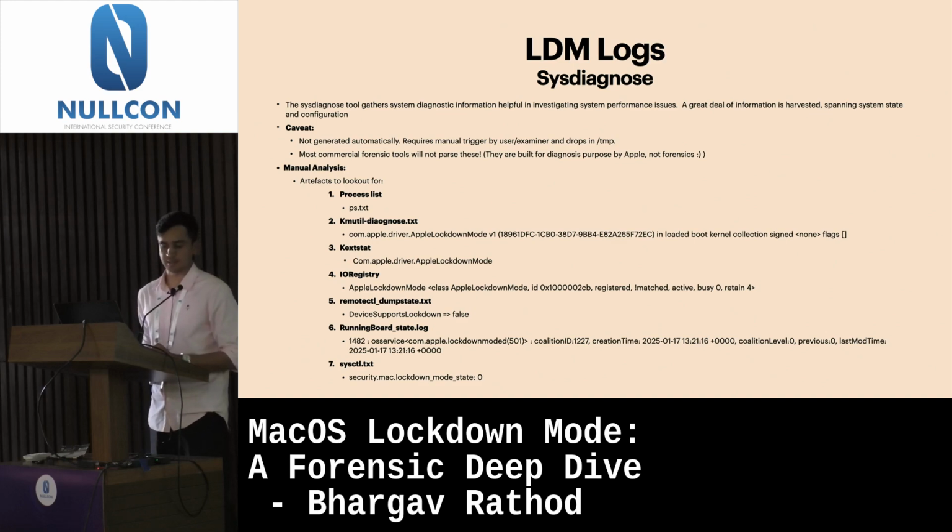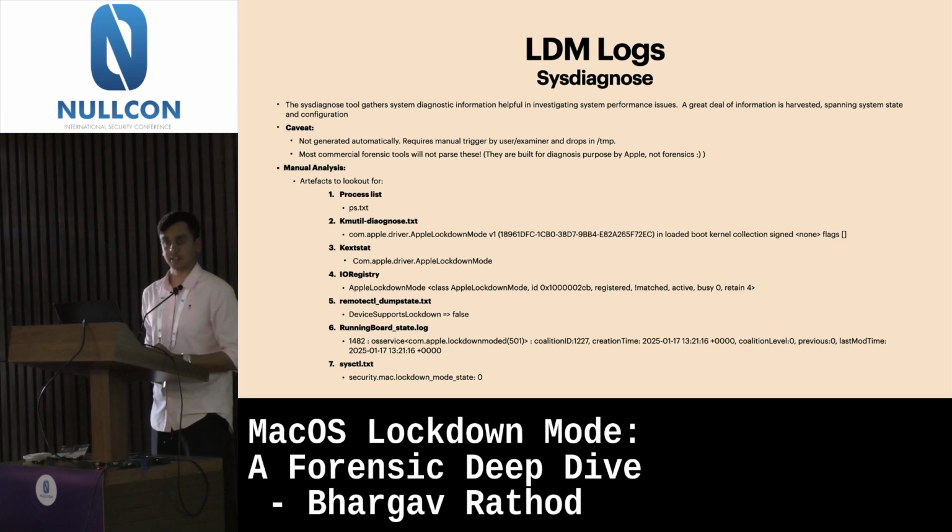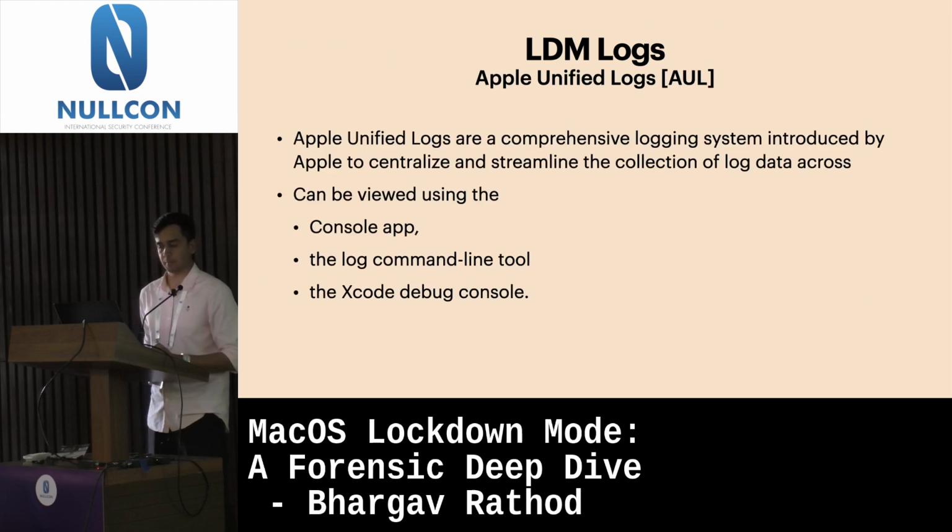The first is your process list. So in process list, you will have something called com.apple.lockdownd. Then your kmutil diagnostics, which is your kernel extensions, those stuff. Then IO registry, then your remote CTL dump state, then running state log and sysctl. Although not very much useful for forensics purpose, but it still has those indicators that will tell you that lockdown mode has been enabled.